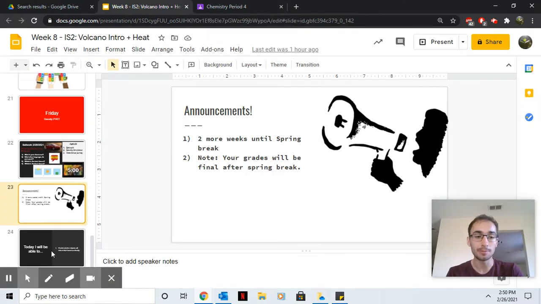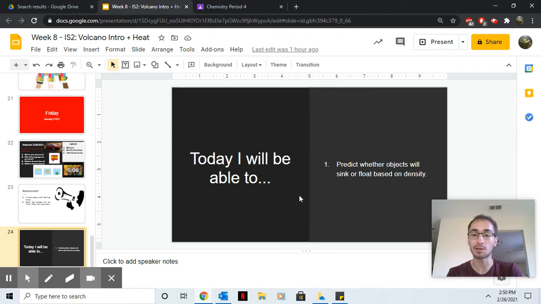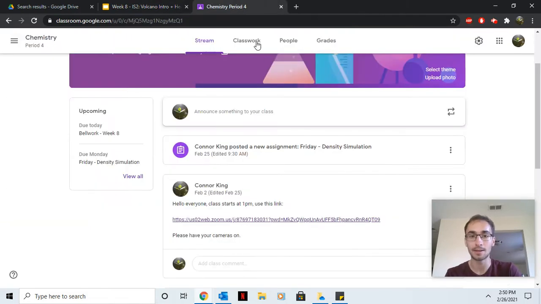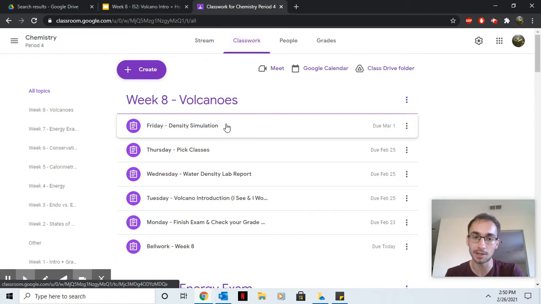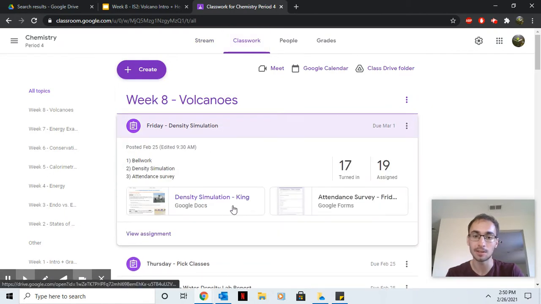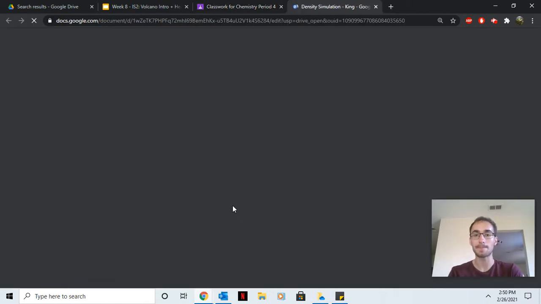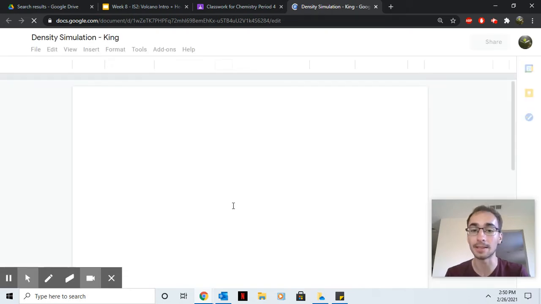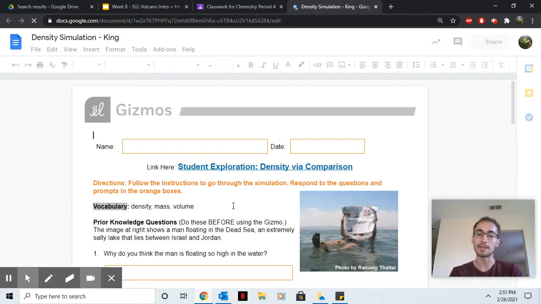Next, today, you will be able to predict whether objects will sink or float based on their density. So for the classwork today, can you go to classwork, density simulation, and pull up the worksheet? It should look something like this. Put your name on it and your date.